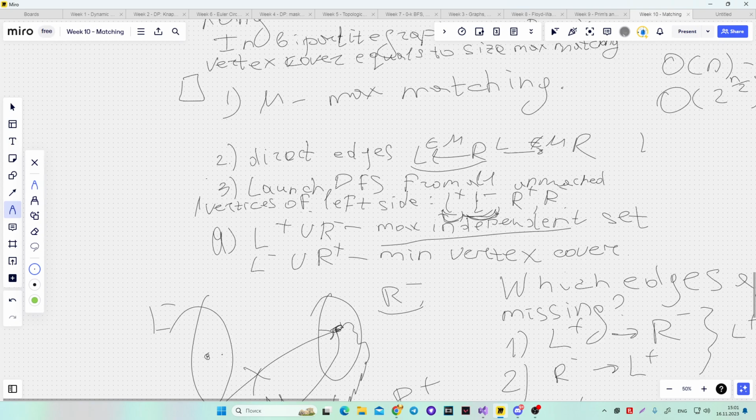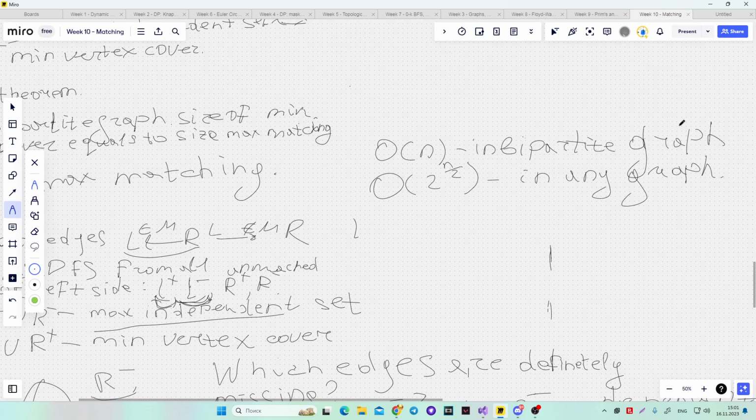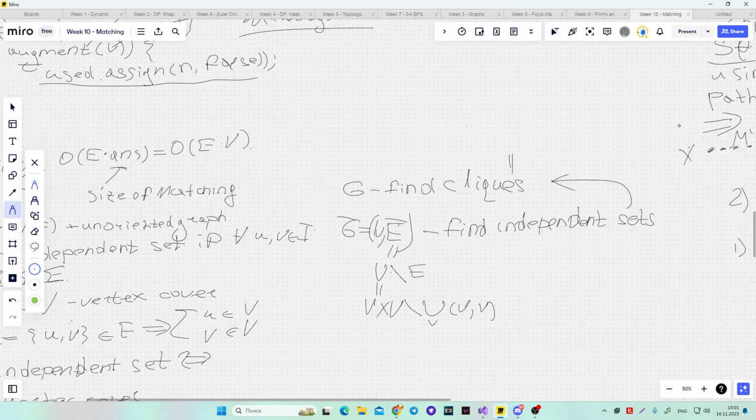It's very fast. I already said that we get O(2^(n/2)) in any graph if we want to find an independent set. The task of finding a maximum independent set is equivalent to the task of finding a maximum clique, because we just take the complement and get what we want.